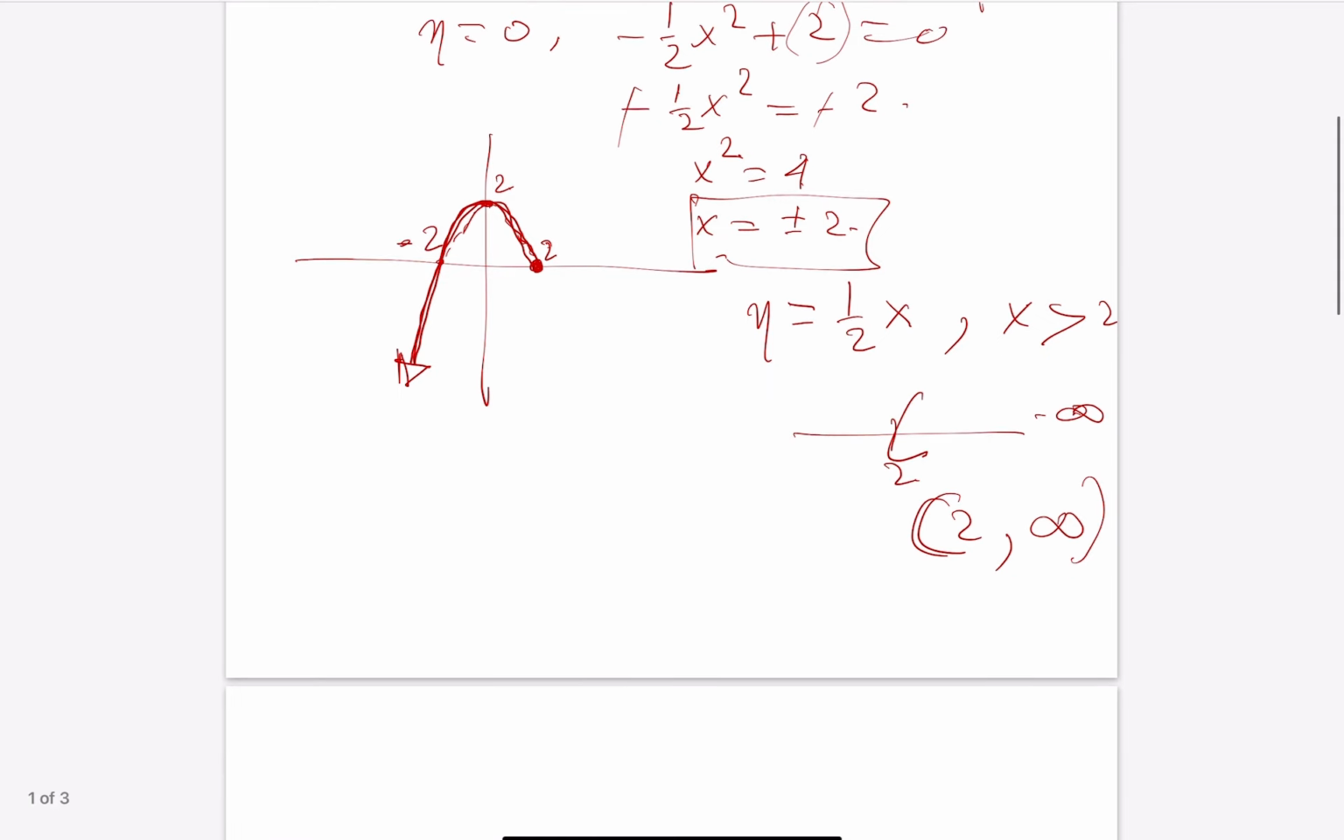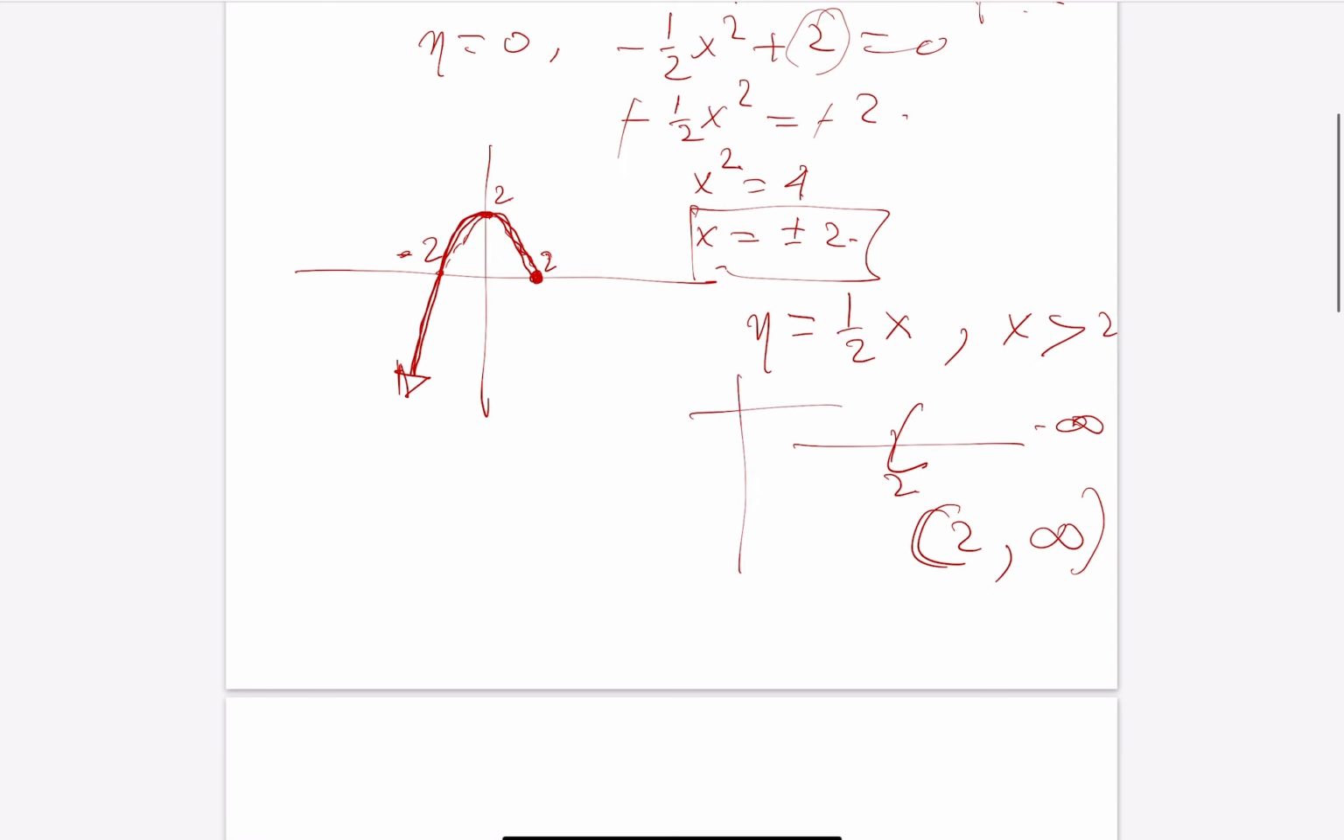This one is just a straight line. Just find 2 points, x and y. If x equals 0, y equals 0. Oh, you cannot choose 0, why? Because you have to choose a point that belongs to 2 and infinity. You can choose x equal to 3. Then you get 3 over 2, which is 1.5. If x equals 4, you have 2.